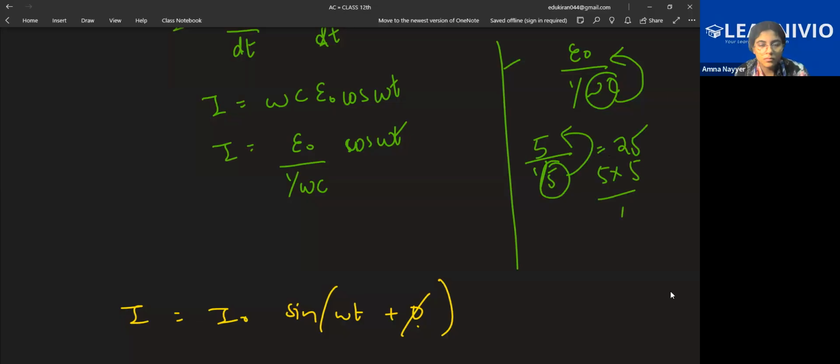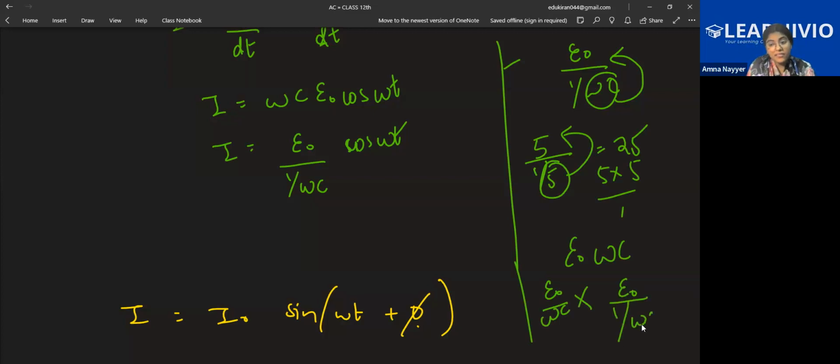So that's why this will still be E naught omega C. I cannot write it as E naught by omega C, then it is wrong. But at least I can write it as E naught divided by 1 by omega C, so that when this omega C goes into the numerator, it will be E naught omega C. Both are the same. So I is equal to E naught divided by XC. It was XL previously. This is XC.